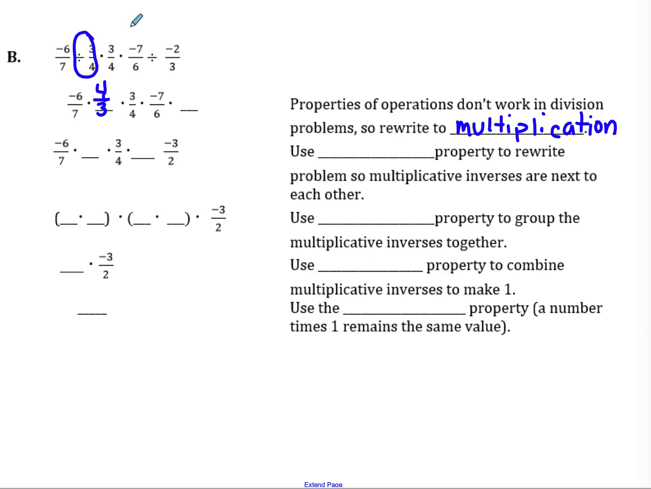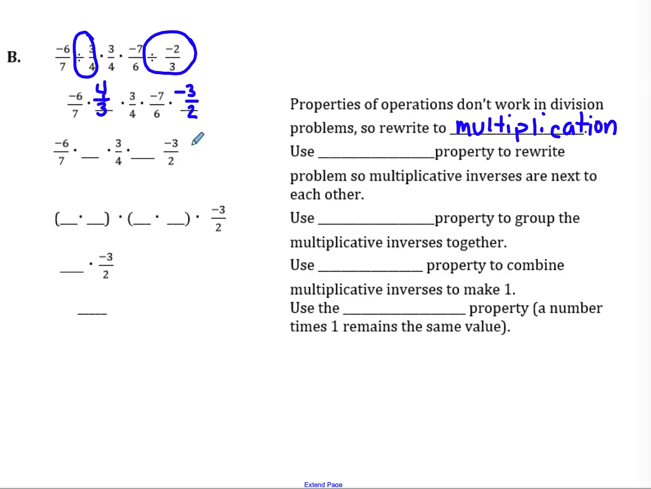Okay, that stays the same. Multiplications in front stay the same. And then I've got this divided by negative 2/3. Keep, change, flip on this one as well. So change that division to multiplication and flip this fraction. It's now going to be negative 3/2.